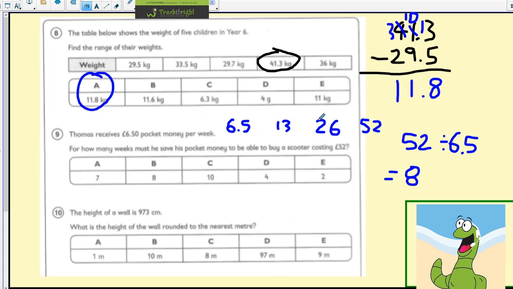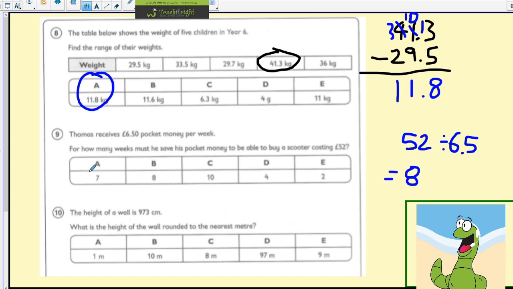So if you think about the number of weeks it would take to double your money that many times, 4 times, it would be going from 1, 2, 4, 8. So 8 weeks. So a couple of ways you can get there. I personally quite like that one with doubling, just because I can tell the numbers are quite close. But you can also just do a division.